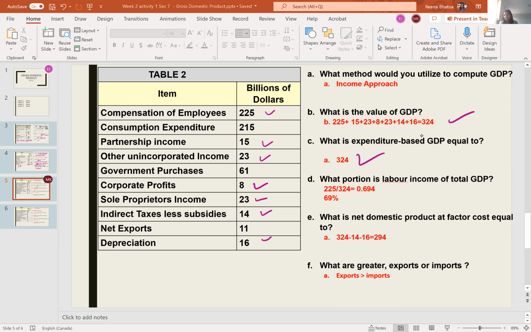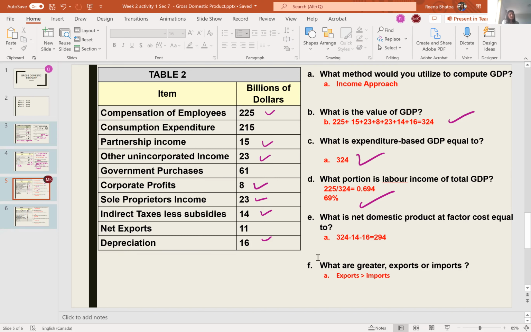Just close your eyes and write the same answer in here. What portion of labor income? Absolutely right. 225 labor income divided by total GDP times 100, which makes it 69% or 69.4. That's right.